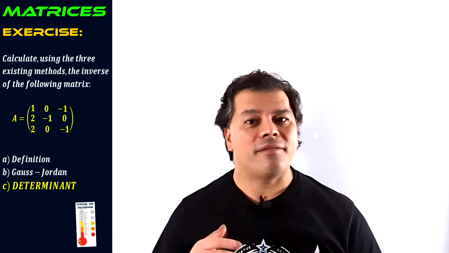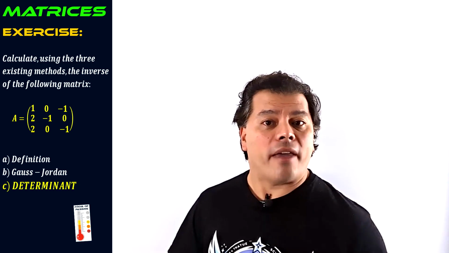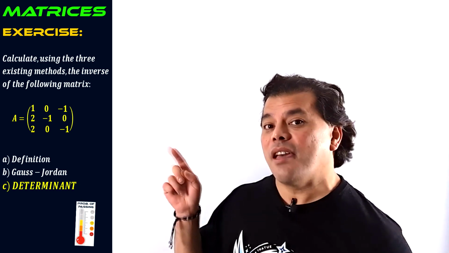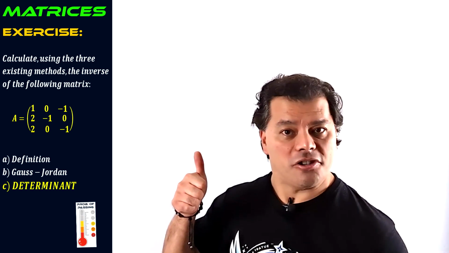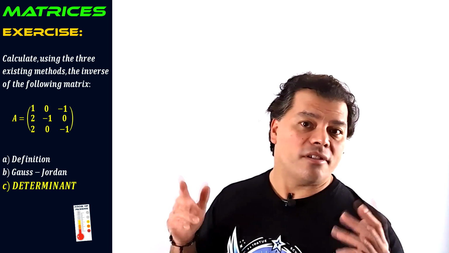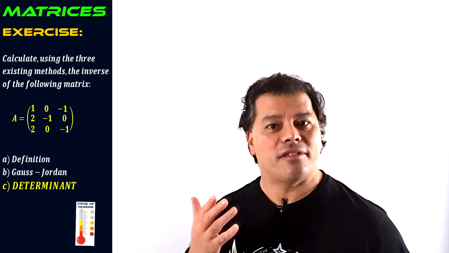Today we're going to calculate the inverse of our matrix using the third method, the determinant. Don't forget what we've done in the two previous videos. We calculated the inverse of our matrix using the first method, the definition, and also using the second method, the Gauss method. On this occasion, we're going to calculate the inverse of our matrix using the formula of the determinant.